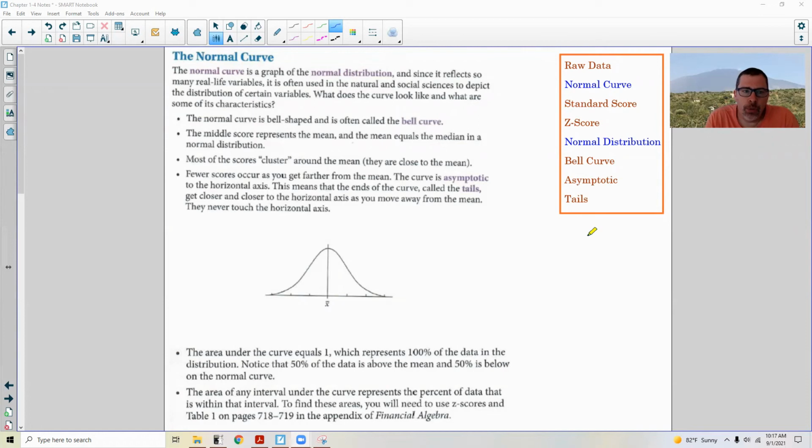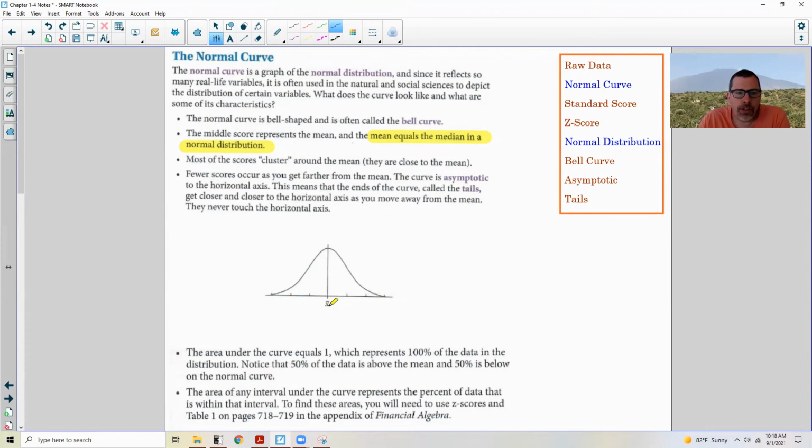What does the curve look like and what are some of its characteristics? The normal curve is bell-shaped and is often called the bell curve. And by the way, here's a picture. The middle score represents the mean, X bar, and the mean equals the median in a normal distribution. So there's a key piece of information right there: the mean is equal to the median in a normal distribution. If it is not skewed, if it's not stretched to the right or to the left, if it is a mirror image along the mean line, the middle, then the mean equals the median.